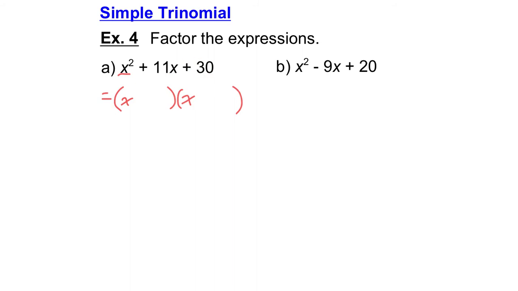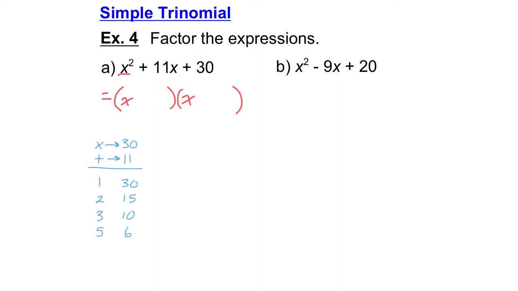And that's just how it is, because when I multiply these two brackets together, when I'm expanding it, x times x gets me x squared, x times something plus something times x, well, those are like terms, they have to add up to this, and then the last number times the last number, they have to multiply to 30. Okay, so when you're figuring this out, you just have to think of two numbers that multiply to 30, add to 11. If you can't think of those two numbers right off the top of your head, you can always start by making a list.